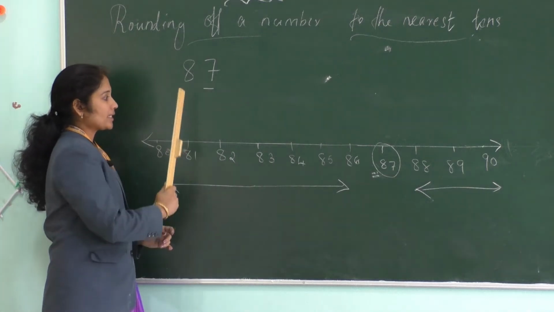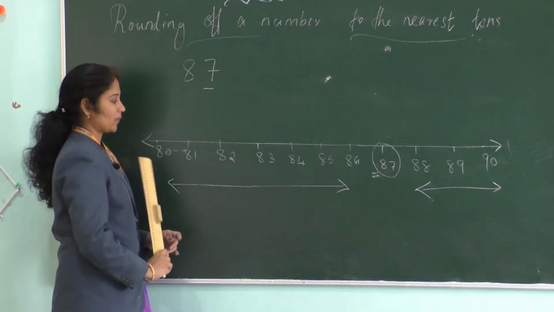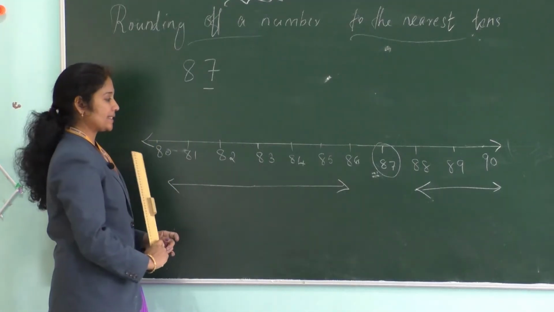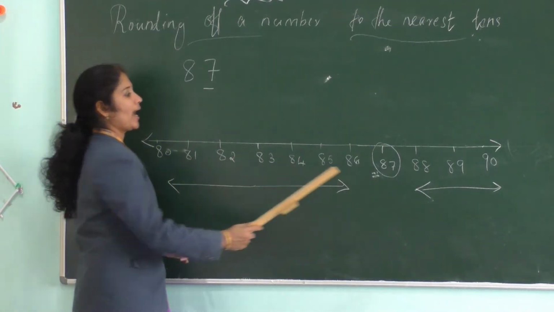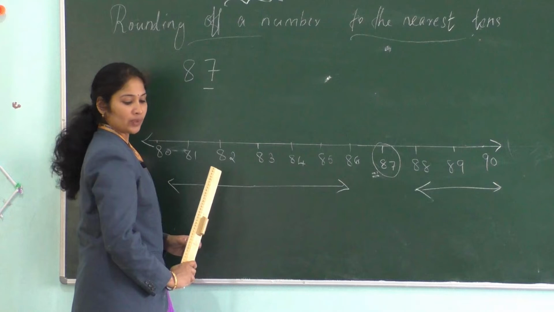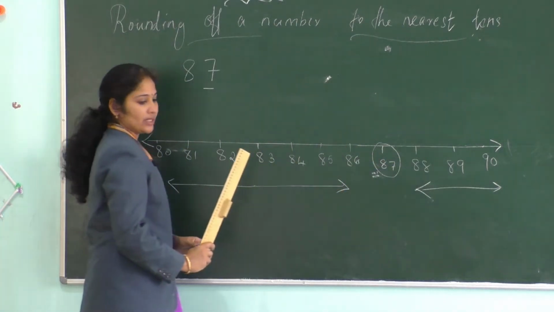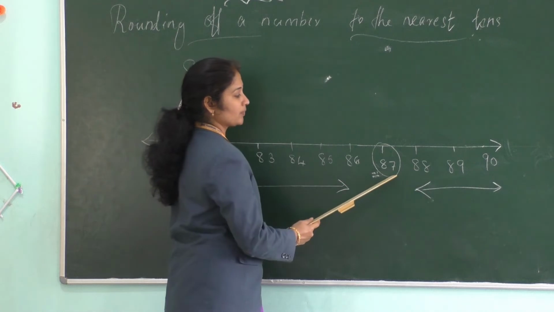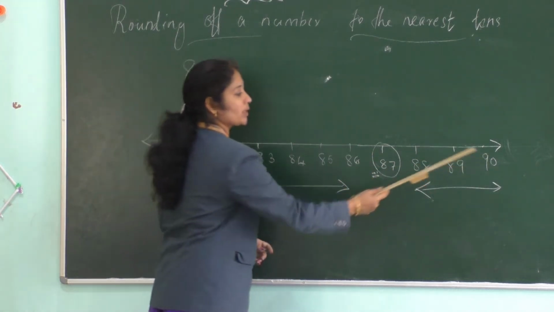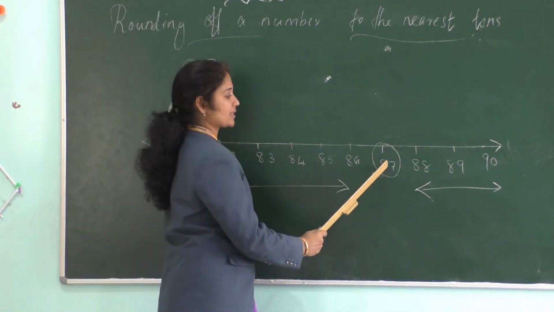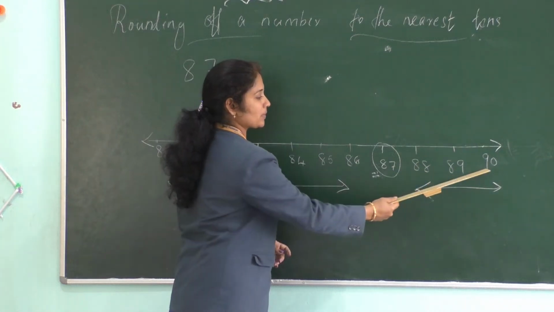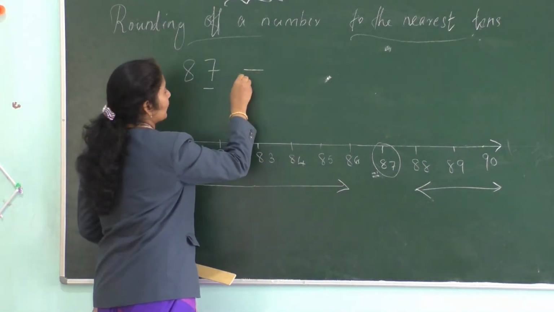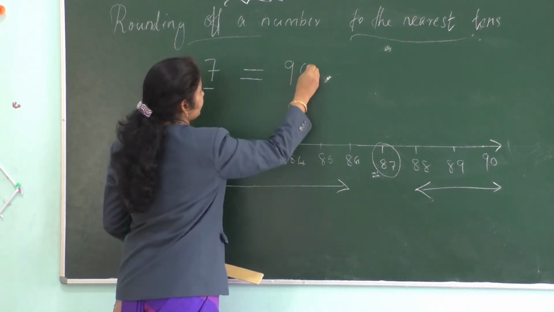Yes, here we have a number line. Here, 80 to 90. How many tens are there? 80 and 90. Rounding off 87 to the nearest ten is what? Nearest to which number, 80 or 90? Yes, 87 is nearest to 90. Rounding off 87 is equal to 90.